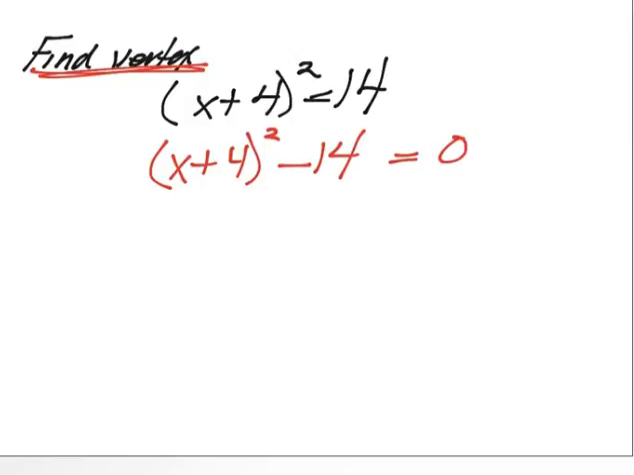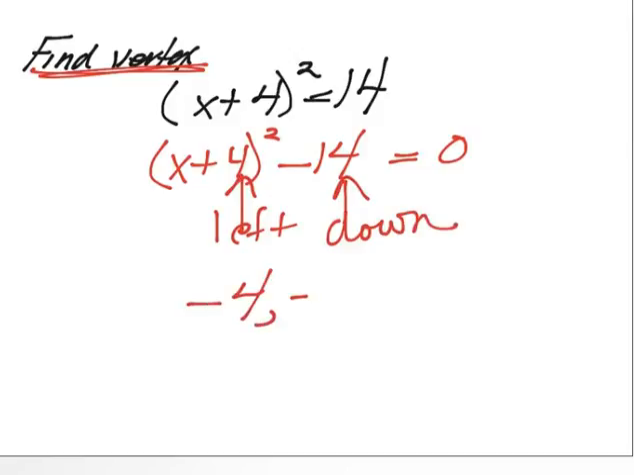And let's go back to first week in September. What does that make it do? Left. What does that make it do? Down. So the vertex is negative 4, negative 14. We have been learning that since September. Negative 4 and negative 14. Left and down. That is the vertex.